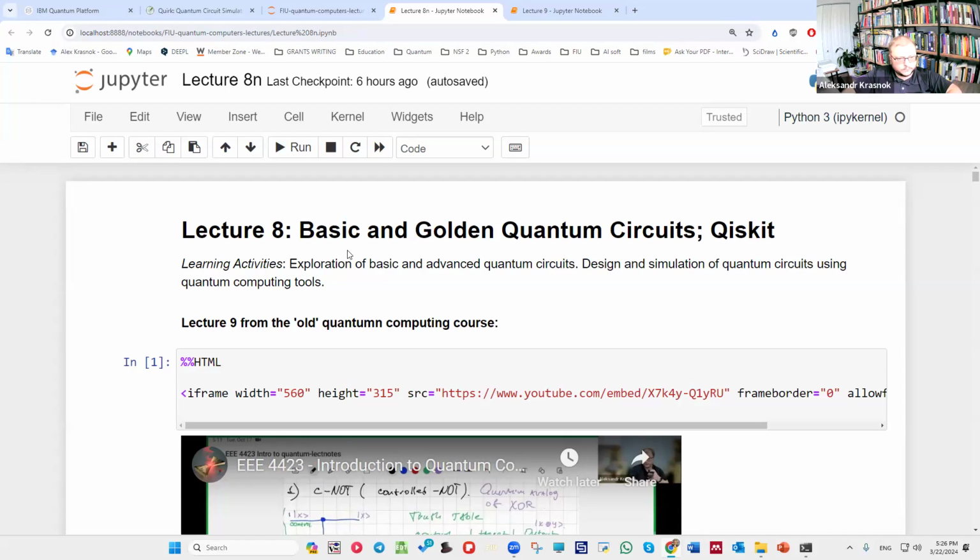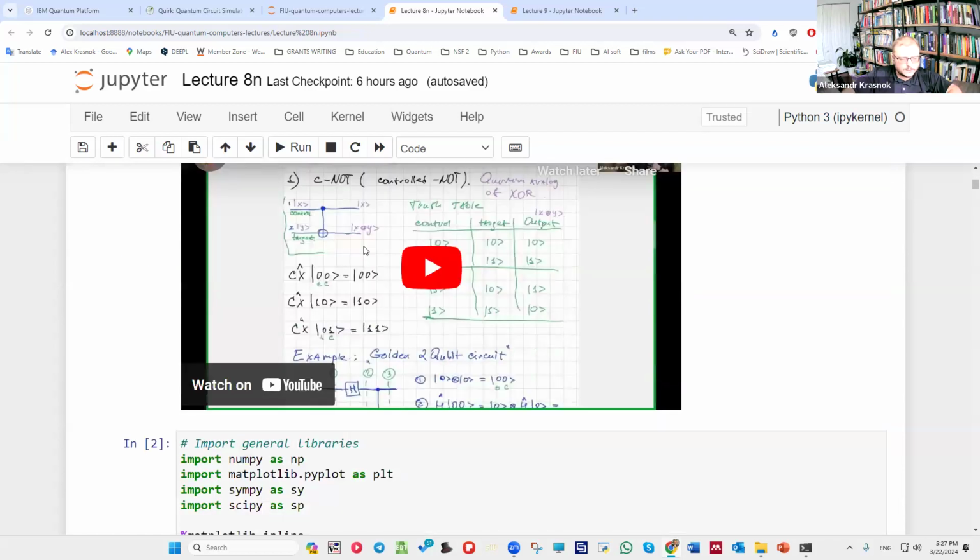So last time we discussed the basic quantum circuits, the golden quantum circuits, and we discussed the Python library called Qiskit, which we use for quantum simulations, right?